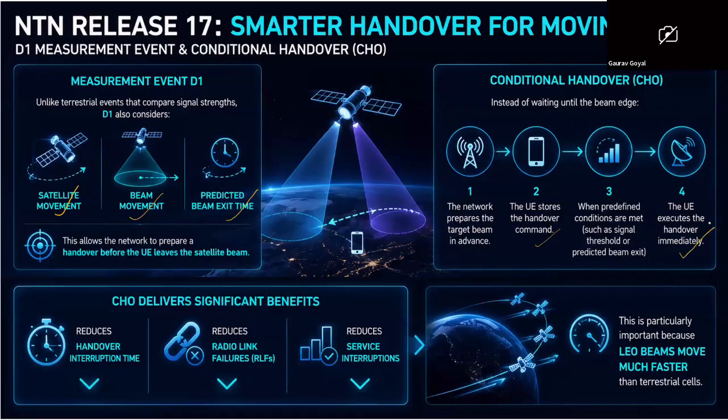So what are the benefits? It reduces the handover interruption time, reduces radio link failures, and reduces service interruption. This is particularly important in LEO because beams move much faster than in terrestrial networks.